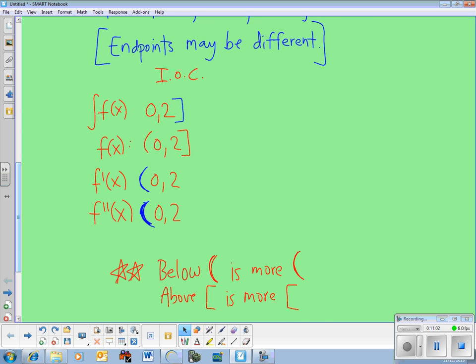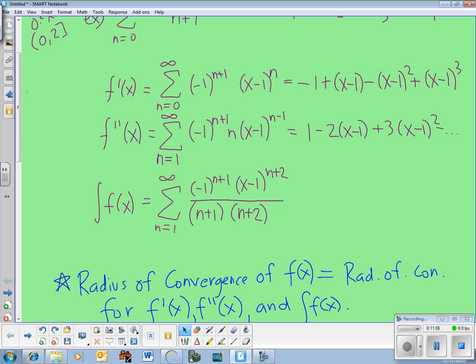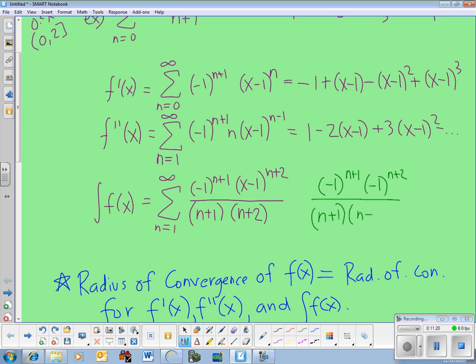Let's start by plugging 0 into my integral. Okay, so here's my integral. Plugging in 0 gives me negative 1 to the n plus 1 times negative 1 to the n plus 2. And on the bottom, n plus 1, n plus 2.